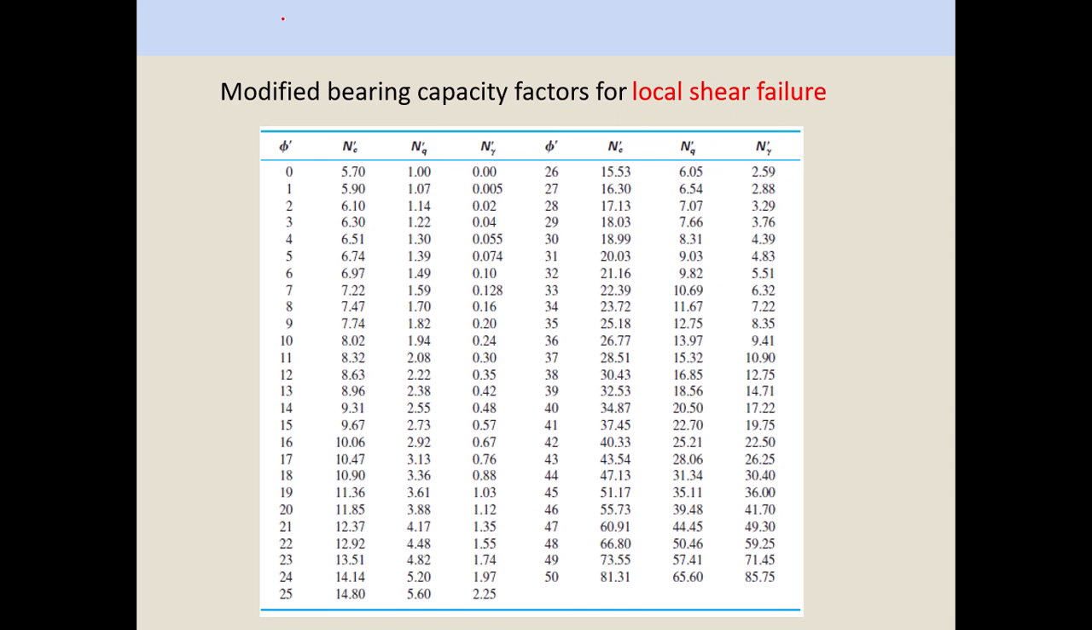What about the local shear failure? For the local shear failure, these are the bearing capacity factors of Nc, Nq, and N gamma. So you have to be careful. Either you want to use the bearing capacity factors for general shear failure or for local shear failure. So you have to read the question first. Either the question asks you to design based on local shear failure, or you see the condition of the soil: either it is dense, medium dense, or loose condition.